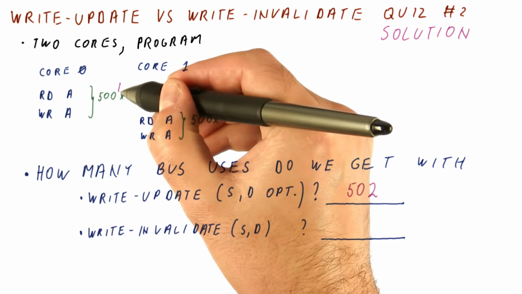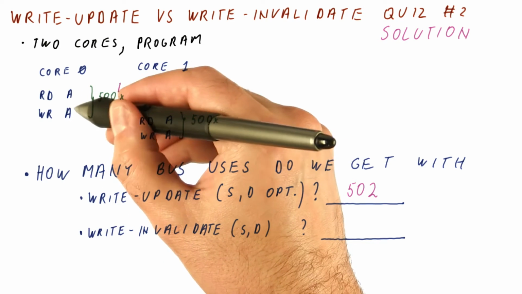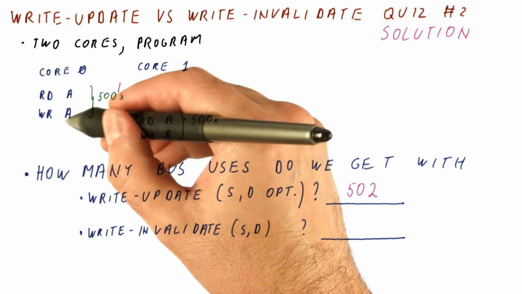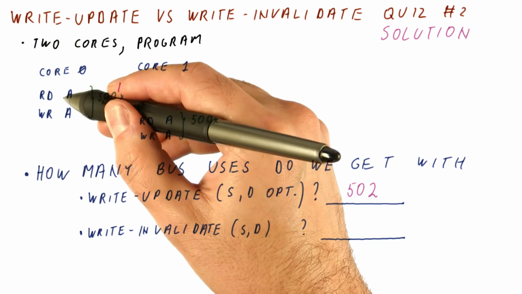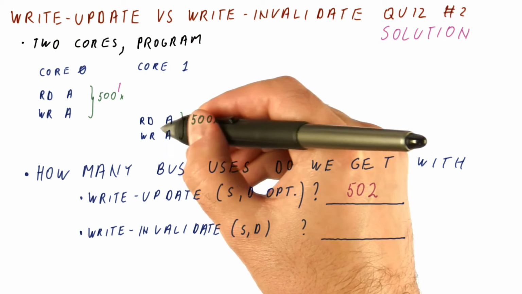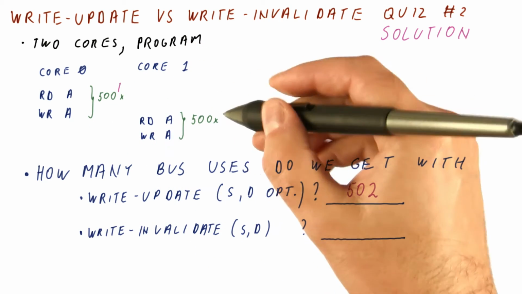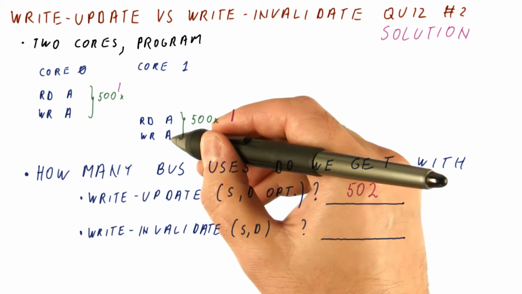In a write invalidate protocol, we have the same thing here. We have a miss, and the data is not shared, so the write and all of the reads and writes after that are just cache hits. However, here what happens is the read here will make the data shared and fetch the data from the other core, so that's going to be a miss.